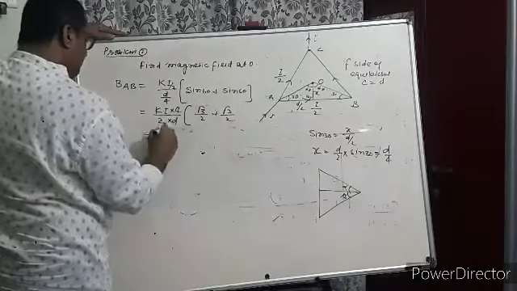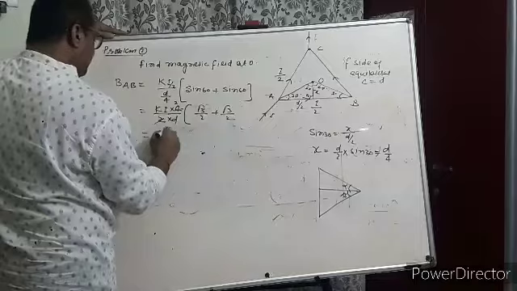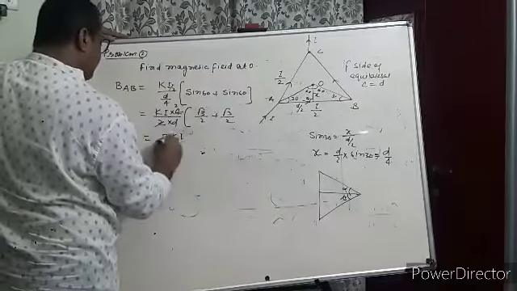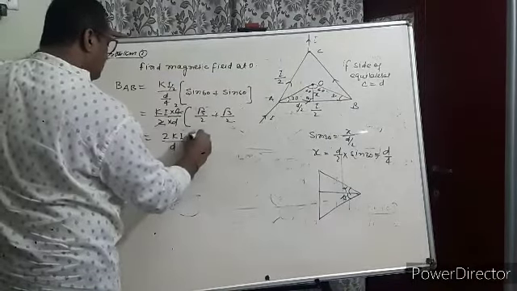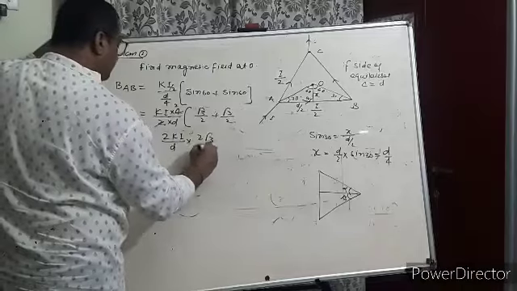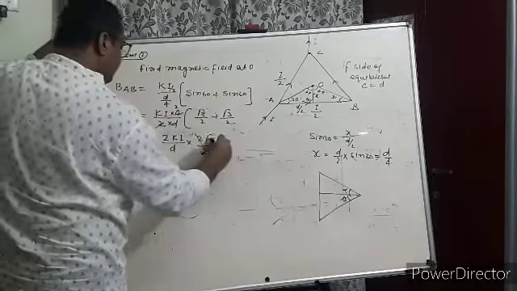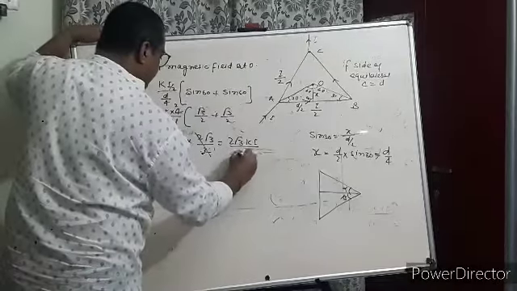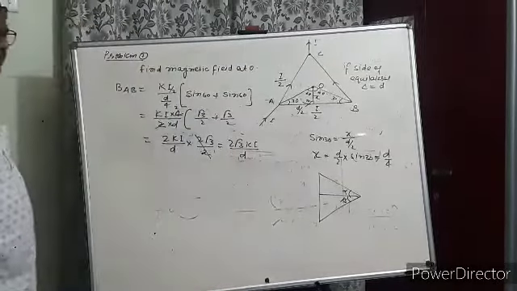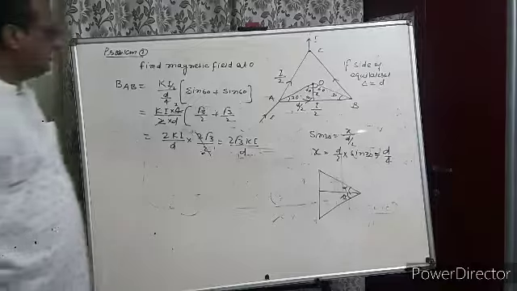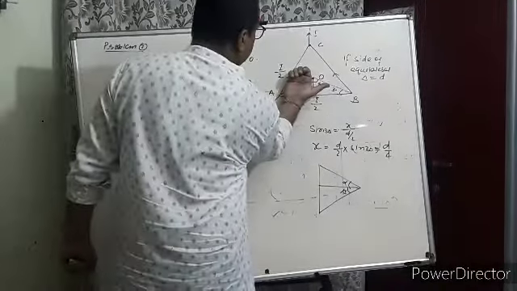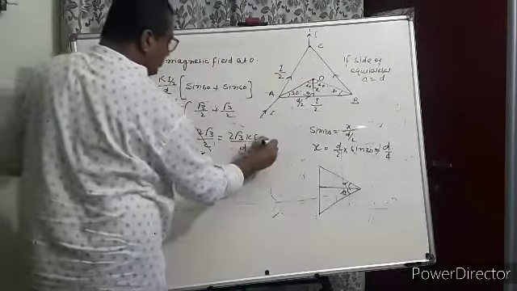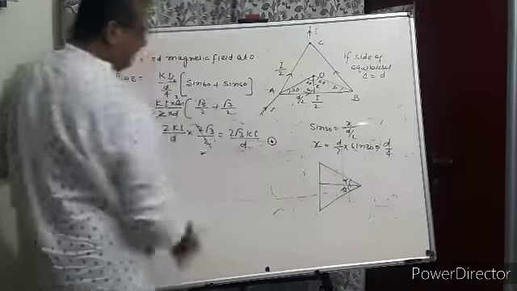This will be equal to 2 K I by d into 2 root 3 by 2, cancel. This will be equal to 2 root 3 K I by d. This is the magnetic field. We have to find the direction. This is the direction outward. So this is the direction outward.